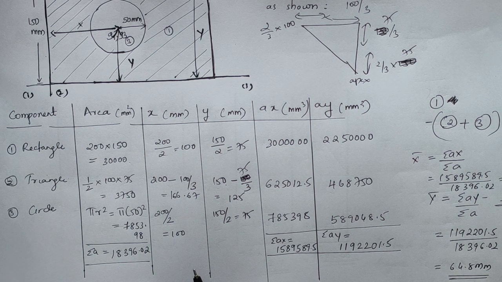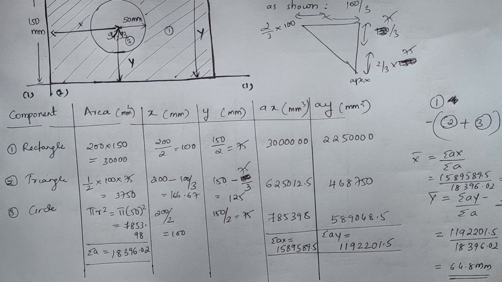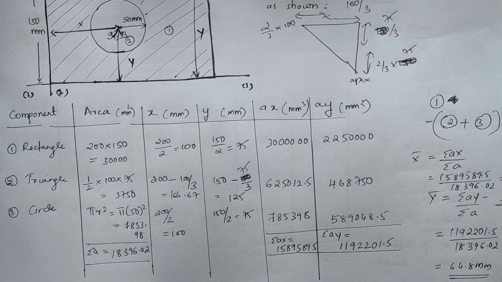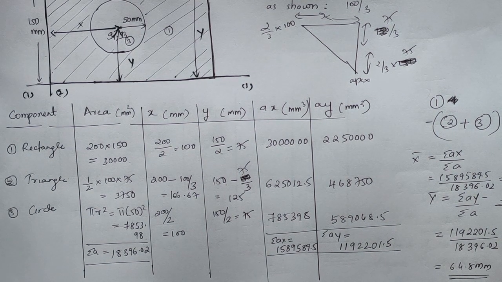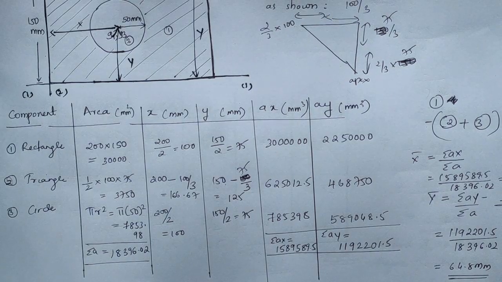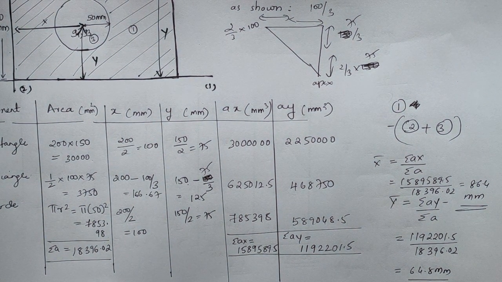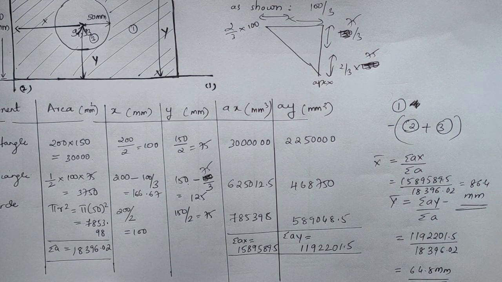After that, the next step is finding x bar and y bar. You know the equation of x bar is sigma ax by sigma a and y bar is sigma ay by sigma a. So I have substituted and I have got the answer also. The answer is 86.4 mm for x bar, and for y bar the answer is 64.8 mm.